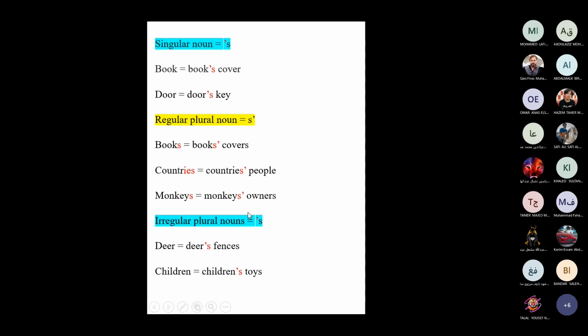So keep this in mind: any noun that has no s at the end, add apostrophe s to make the possessive. And any noun that has s at the end, add just an apostrophe after the s. Okay?